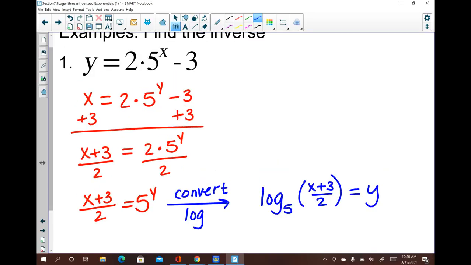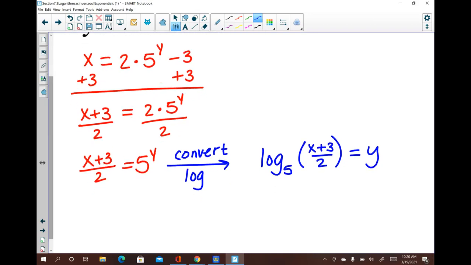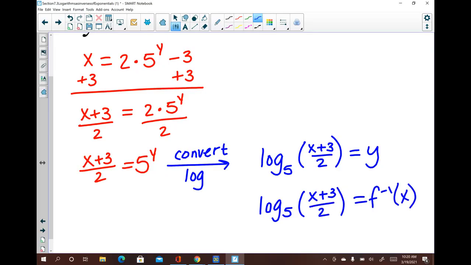We have y isolated. Sometimes I'm not done solving and I have to go further. The last step we always want to do is recognize that we just found an inverse by replacing our y notation with f inverse notation for our final answer.